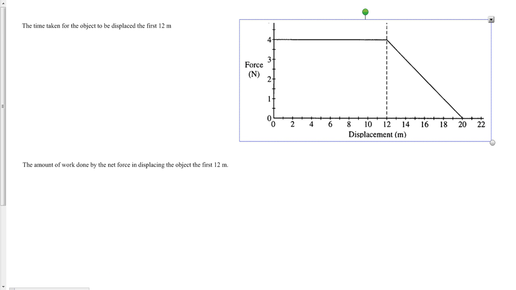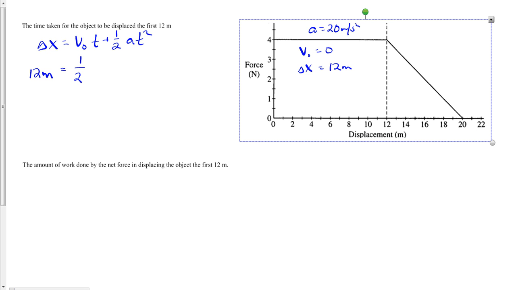Time taken for the object to be displaced the first 12 meters. What do you think? Kinematics. Since you know the constant acceleration of 20 meters per second squared, you know initial conditions, velocity 0, you know displacement is 12 meters, a lot of kinematics information, so you go there first. Change in x equals v naught t plus 1/2 a t squared. Displacement is 12 meters. Initial velocity is 0, so that all goes to nothing.